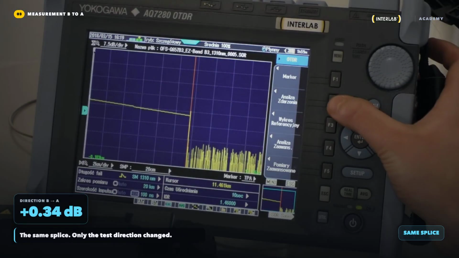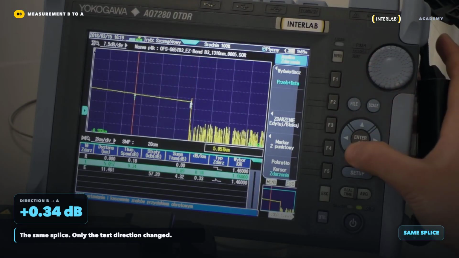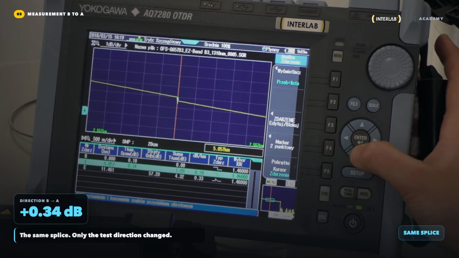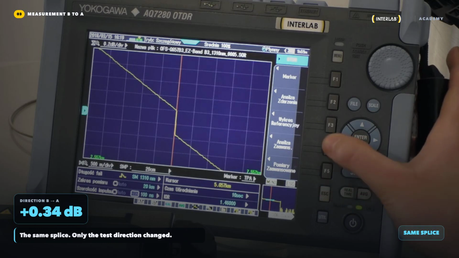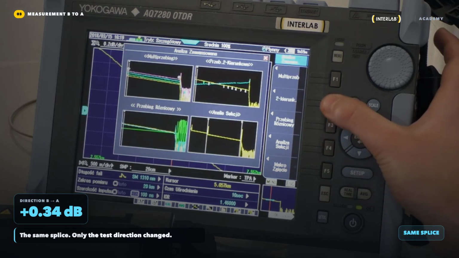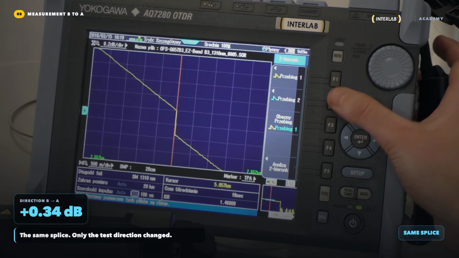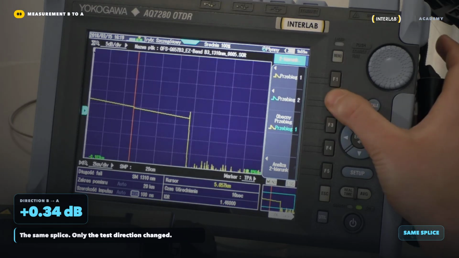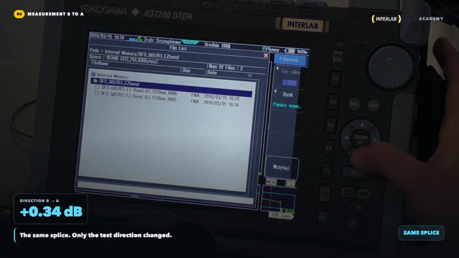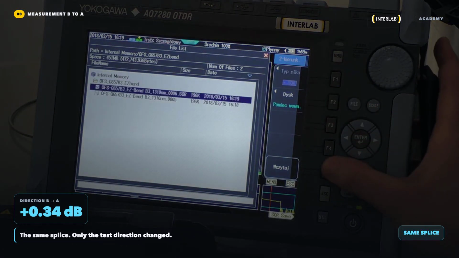Now we swap the ends and measure the same splice in the B to A direction. This time, the trace steps downward and the event table shows plus 0.34 dB. We did not remake the splice between measurements. The fiber and the instrument settings did not change. We only changed the end from which the test was started, so now we have two different results for one unchanged connection.